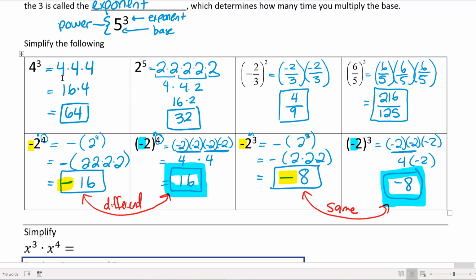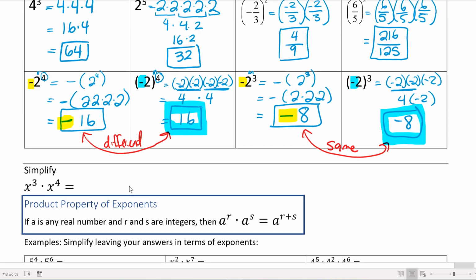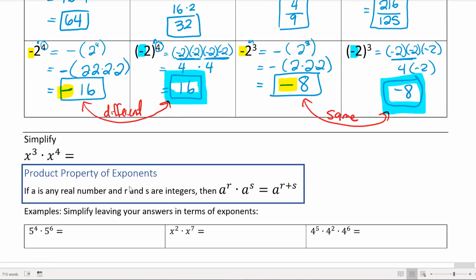So that was an introduction to exponents. We have a lot of exponent rules that we're going to be teaching you, but instead of just telling you what the rule is and having you memorize it, I'm going to give you an opportunity to think about it, and then we're going to show you what the rule is. For the next problem, we have simplify x cubed times x to the fourth. I want you to think about what that actually means, and then we'll give you the rule right below it, okay?